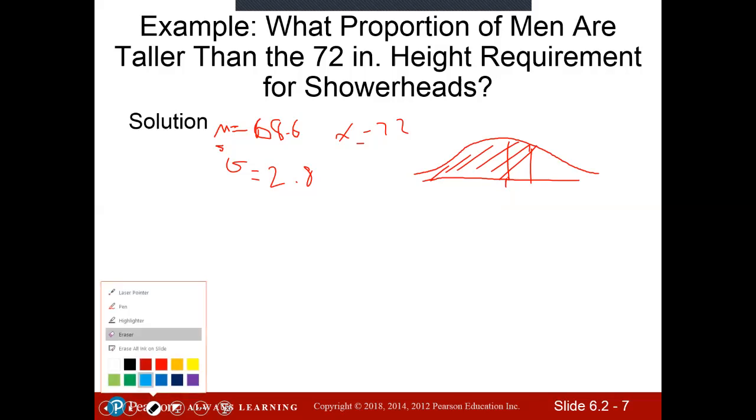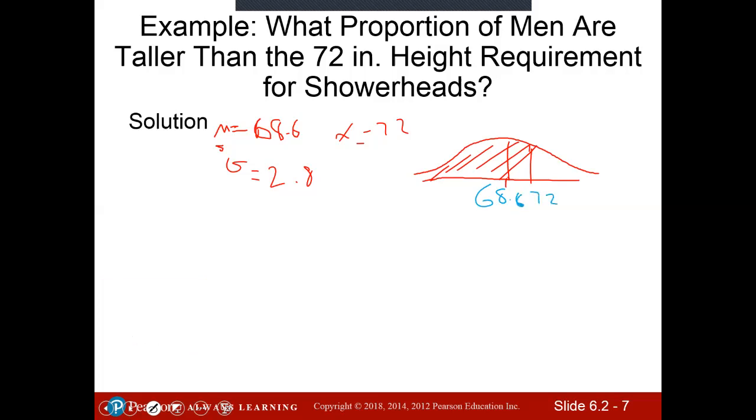Okay, so we have the mean 68.6 and then 72 on this side. Now our job is to find this shaded part. What is this area?